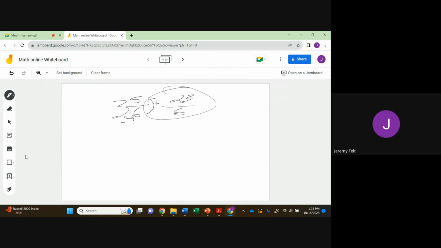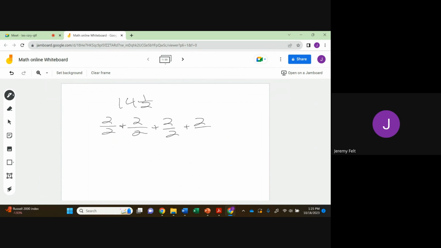Like I said, if we have a really large whole number, like 14 and 1/2, and we want to convert that to an improper fraction, okay, well, 14, we're going to call that 2/2 plus 2/2 plus 2/2 plus 2/2, 14 times, and then plus 1 extra half for this. You can do it that way. I think that's going to take up a lot of paper and be very, very time consuming.